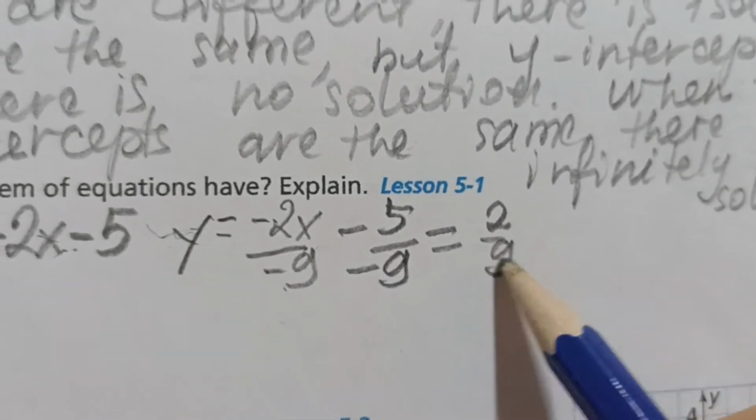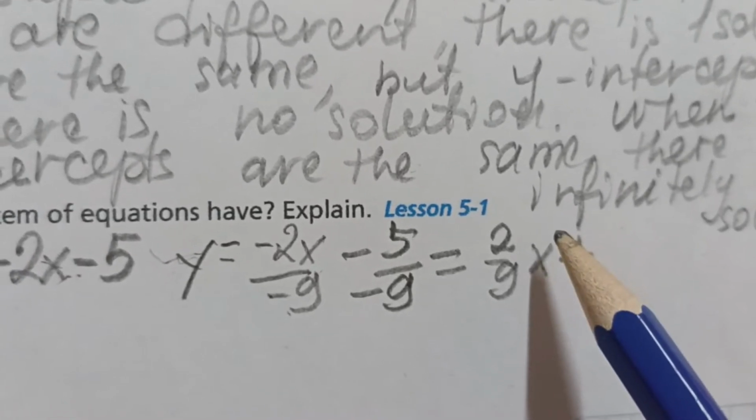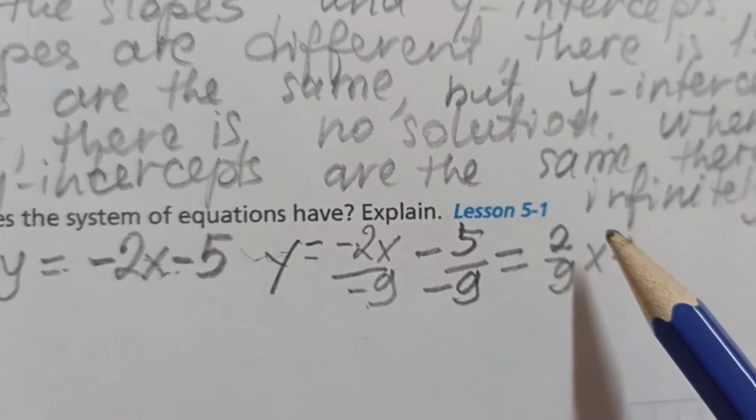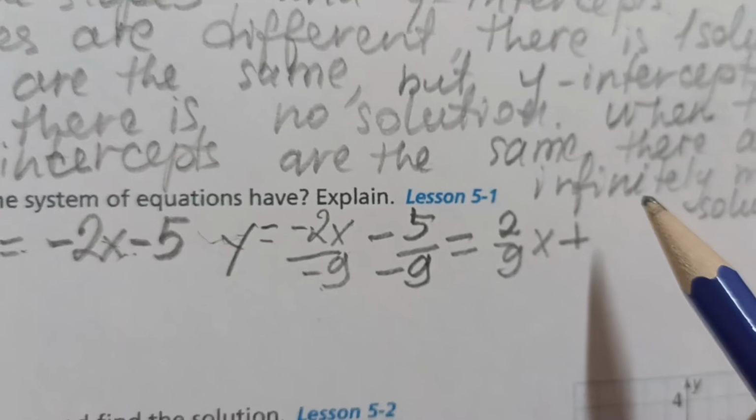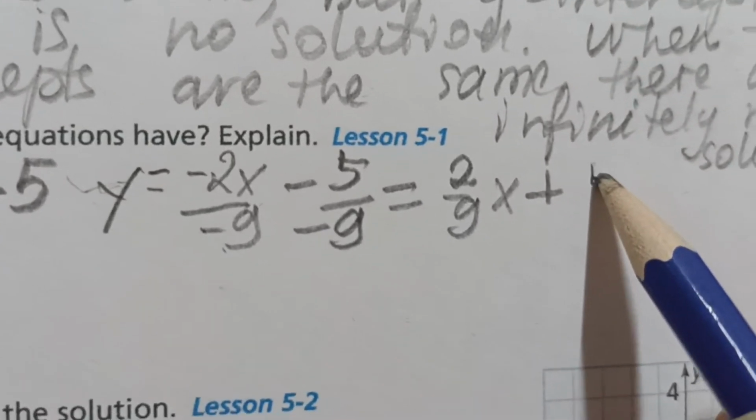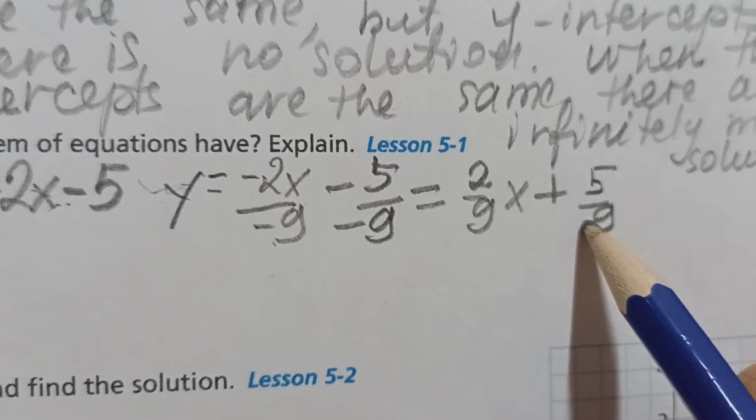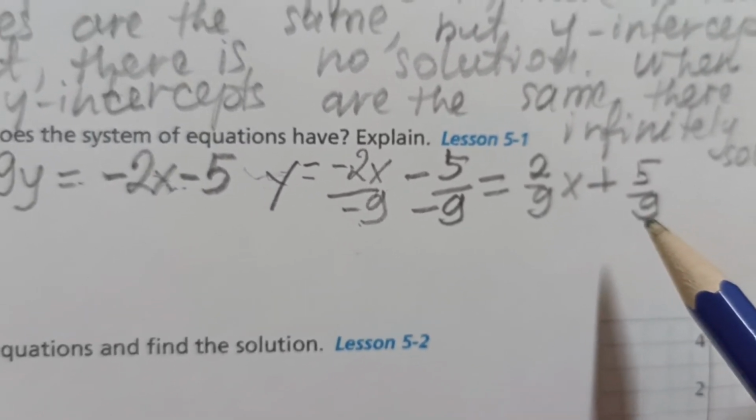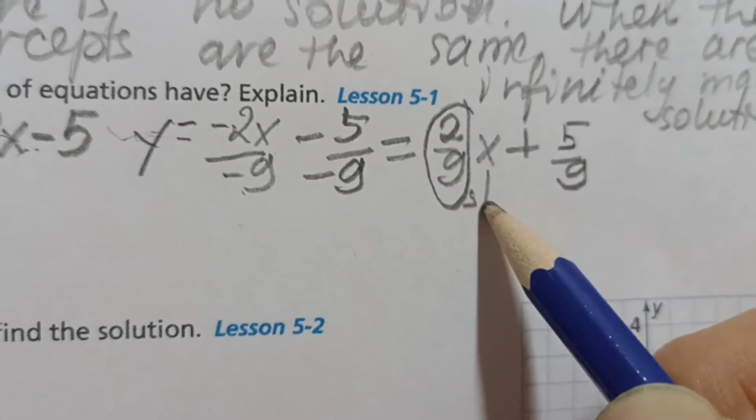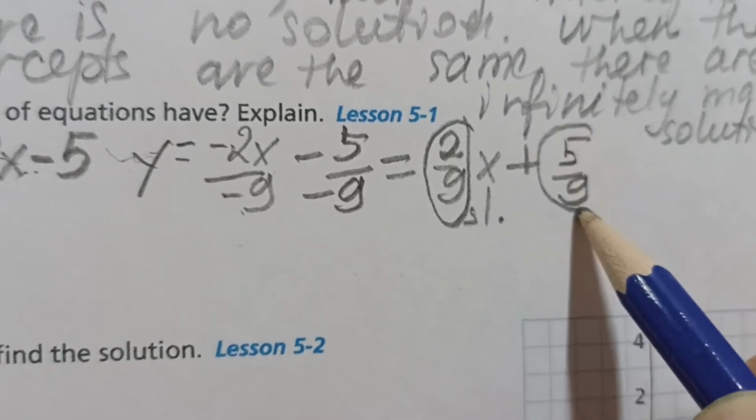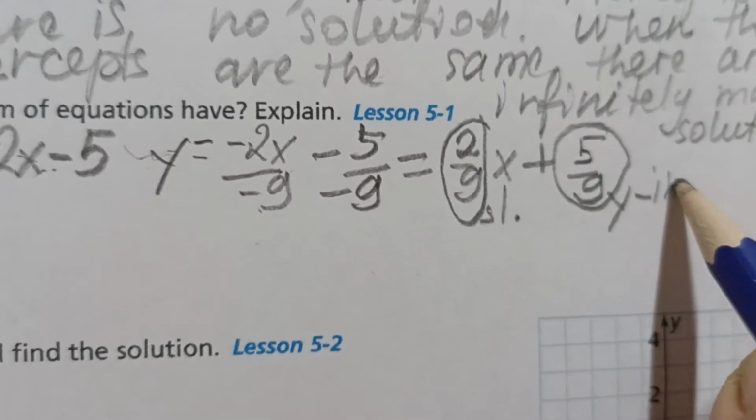2 over 9 x plus 5 over 9, okay. So this is the first equation. And here you can see that this is the slope, and this is your y-intercept.